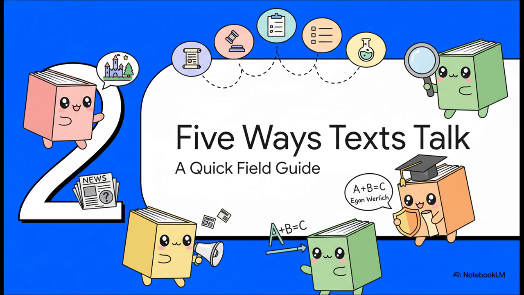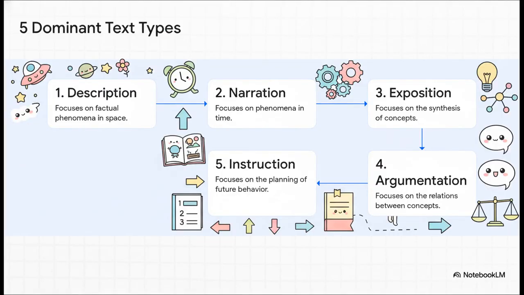So, if all texts are these structured creations, how do we tell them apart? Well, a linguist named Egon Werlich came up with a super handy field guide, sorting basically all texts into 5 dominant types based on what their main goal is. Think of it like a quick cheat sheet for language. First up, you've got description, which is all about painting a picture with words. Then there's narration, which, you guessed it, tells a story over time. Third is exposition. That's for explaining complex ideas. Fourth, we have argumentation, which is all about persuading you. And finally, the big one for us today is instruction.